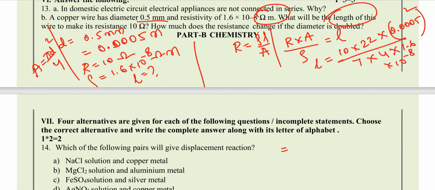Children, one more thing. If you want, you can write this in powers also. How? 0.5 into 10 to the power minus 3 meters. If you want, write in powers, so that the calculation becomes easier for you. D is 0.5 into 10 power minus 3 meters.